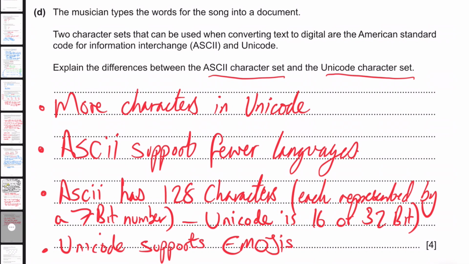There is a thing called extended ASCII, which gives you 256 characters. But generally, normal ASCII doesn't mention extended ASCII. ASCII supports obviously fewer languages. More characters are available with Unicode. Certainly at 32-bit, we're looking at 4.3 billion. Okay, so that would be it.